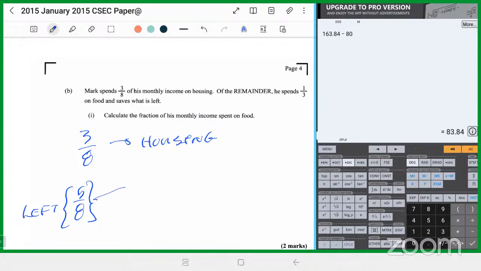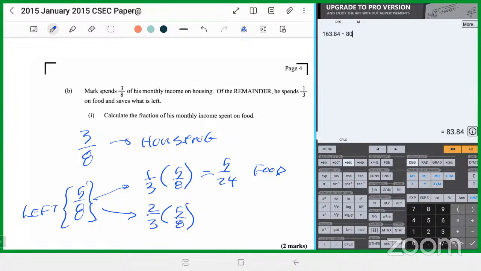Of this 5/8, he's spending 1/3 of the 5/8 on food. That goes towards food. What does this work out to? Let's write what this works out to. This works out to 5/24. This is the fraction that he spends on food. If he spends 1/3 of the 5/8, then he has another 2/3 of the 5/8, and he saves the rest.